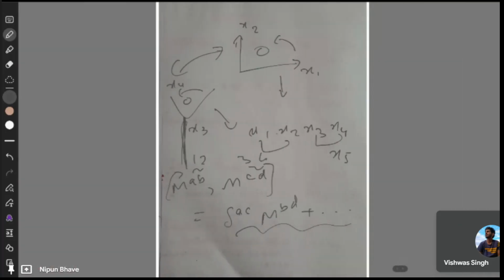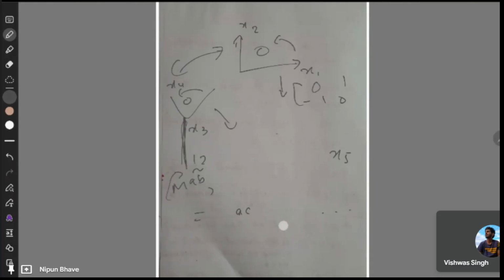And the generators will be very similar to those of SO(2). It will be like 0, 1, minus 1, 0. Just in that. So you have to draw a 4 by 4 matrix here for x1, x2, x3, x4. So if you remember SO(2) classes, then x1, x2, x3, x4.